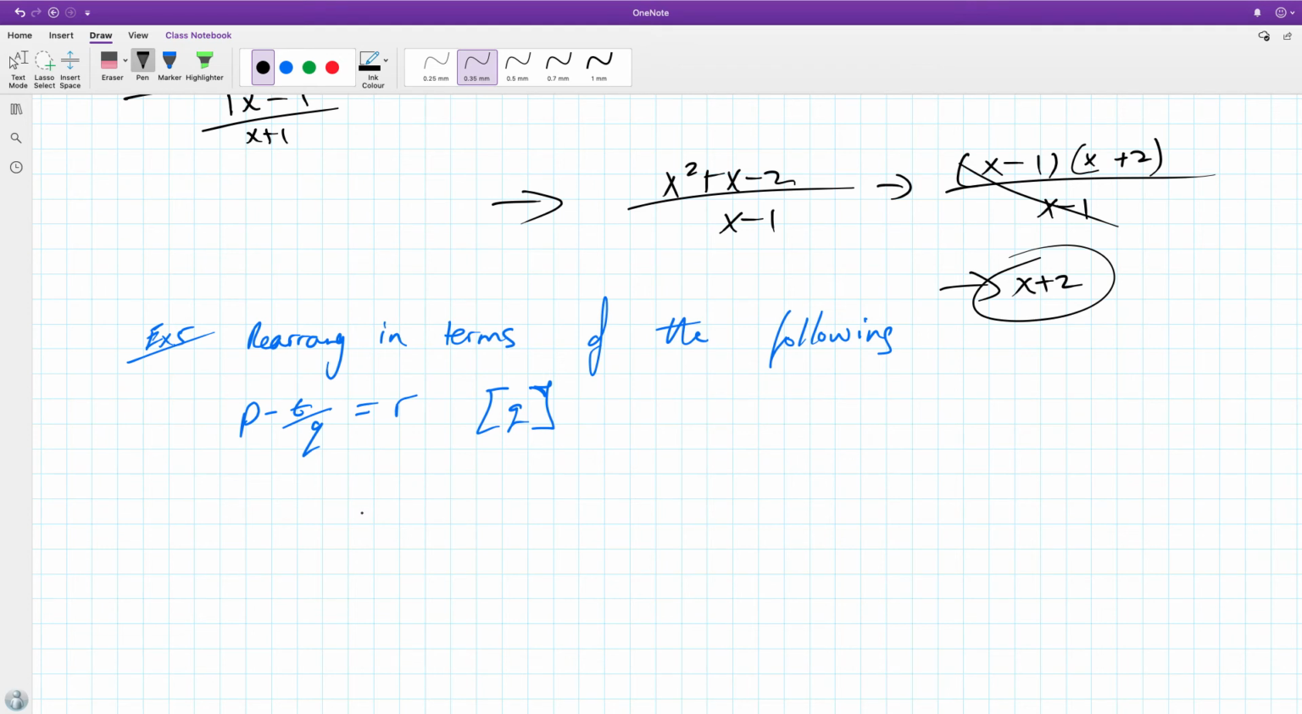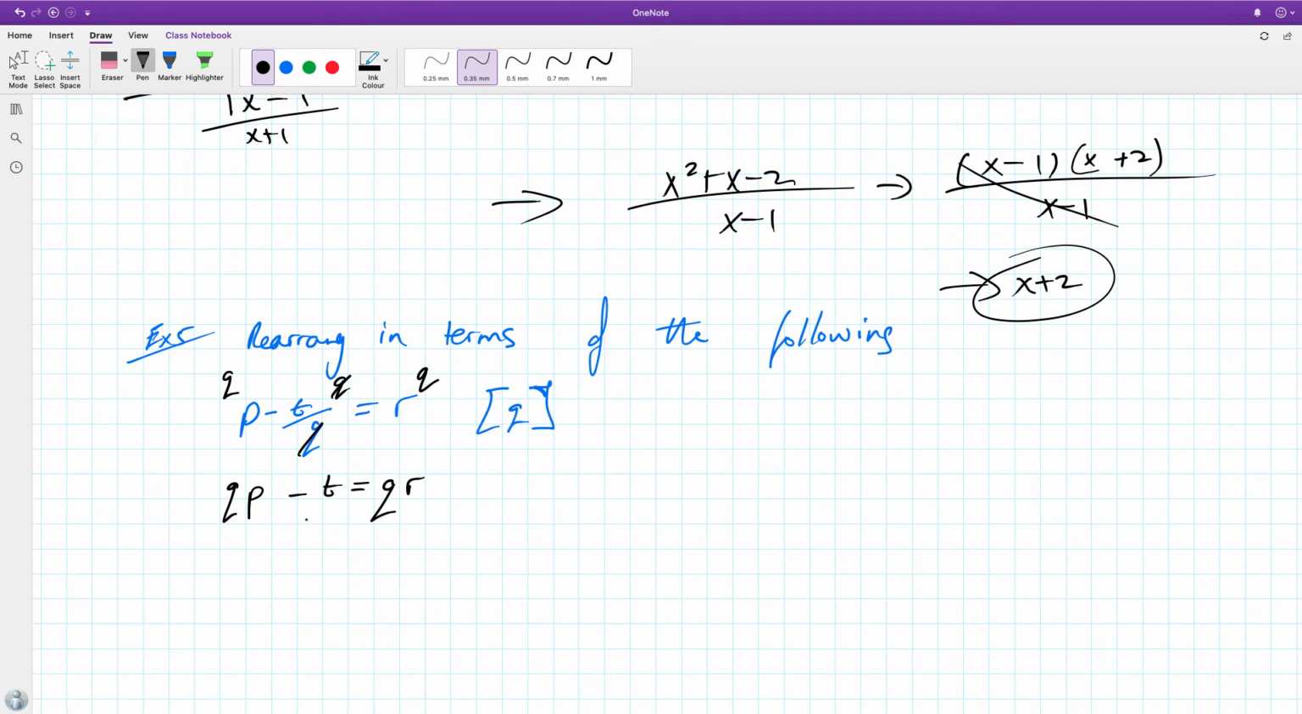Any idea? Multiply across by Q, Q, and Q. There are 3 different terms there, you've got to multiply them all. If you do it to one, you must do it to the rest. They knock. You're left with Q times P minus T is equal to QR. Get rid of your fraction, right?